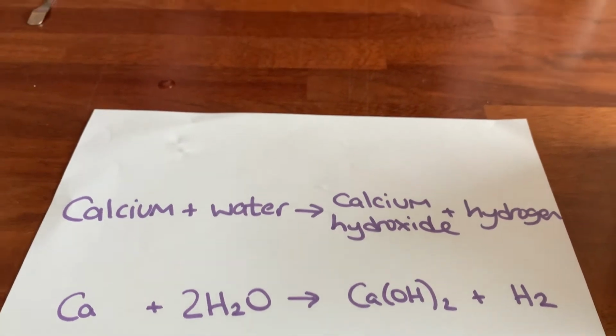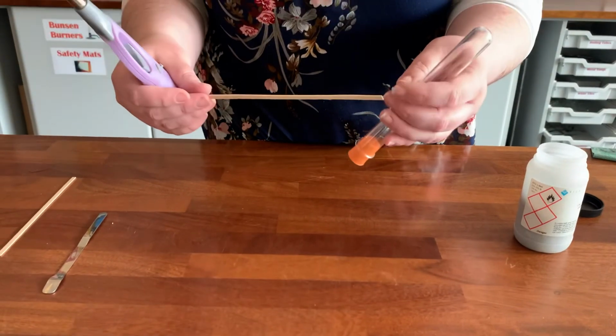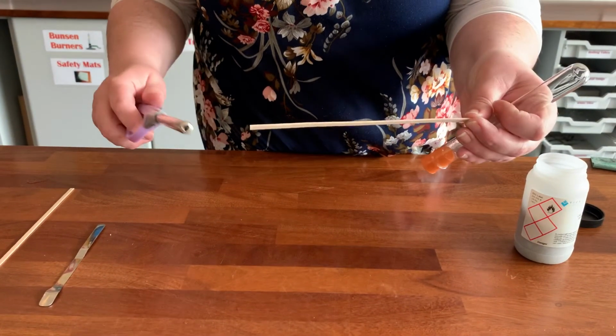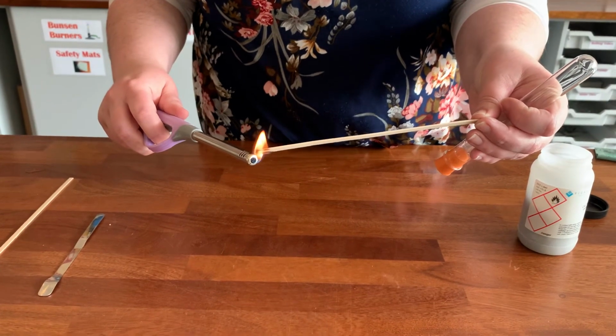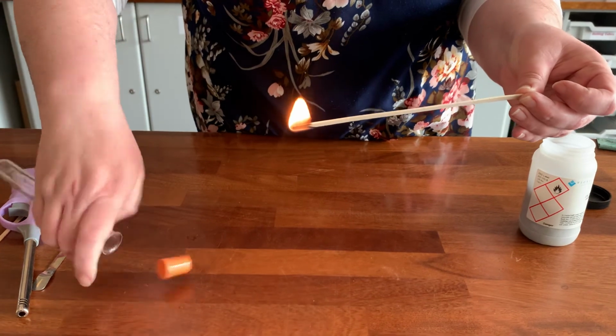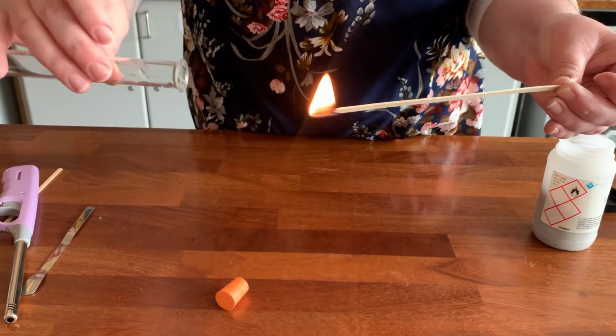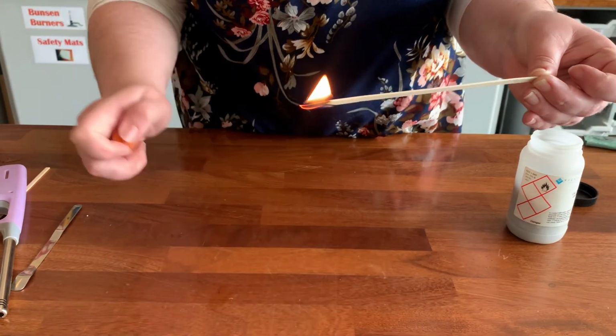Okay, so in your book it asks you to write down the word equation for it, and then it says what happens when we test the gas with a lit splint or a lighted splint. So I'm just going to light my splint and then test the gas. Hopefully this works. Maybe you heard the pop, did you? So the test for hydrogen gas is it burns with a squeaky pop.